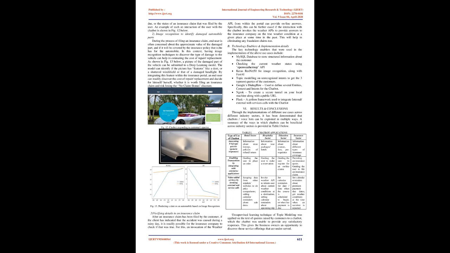2. Image recognition to identify damaged automobile parts. During the process of filing an insurance claim, end user is often concerned about the approximate value of the damaged part, and if it will be covered by the insurance policy that he has for the automobile. In this context, having image recognition techniques to discover the type of damage to the vehicle can help in estimating the cost of repair/replacement. As shown in Fig 13 below, a picture of the damaged part of the vehicle can be submitted to a deep learning model.